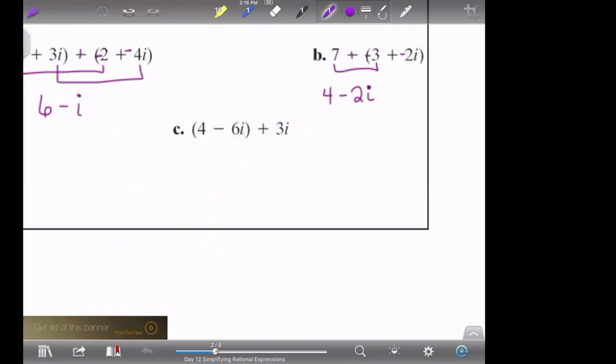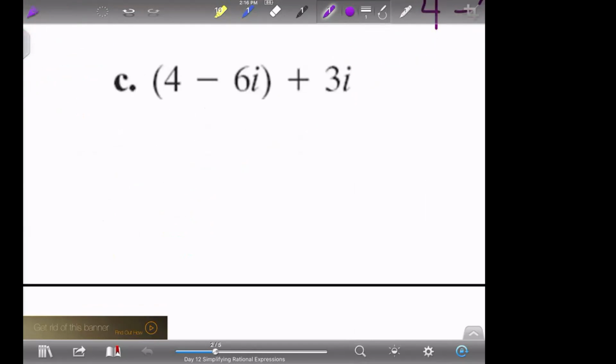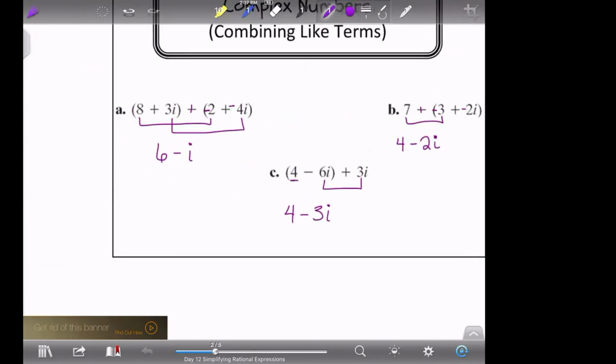For letter C in the middle here, this time we have addition. There is only one real part, so we're just going to bring the real part down. And then we're going to combine the imaginary parts, -6i and +3i, combined to give you -3i. So that is the addition and subtraction.